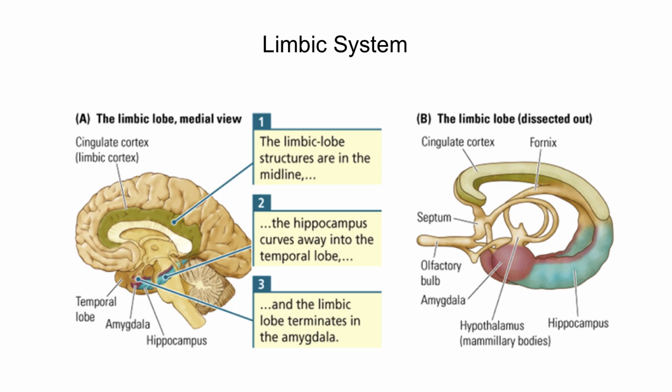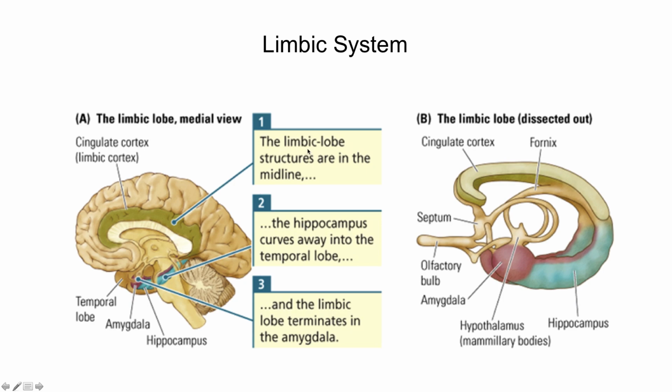Okay, so the limbic lobe structures are more inward of the brain, so more medially. So they're under the cortex, so they're subcortical, and they kind of curve into the temporal lobe. So especially the hippocampus curves into the temporal lobe. And the amygdala is right in front of it, so you don't forget that. These two are right in front of each other.